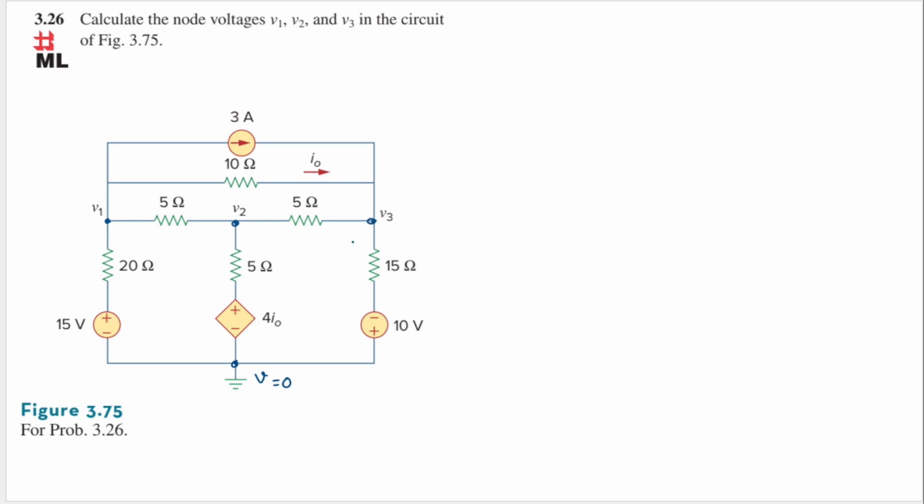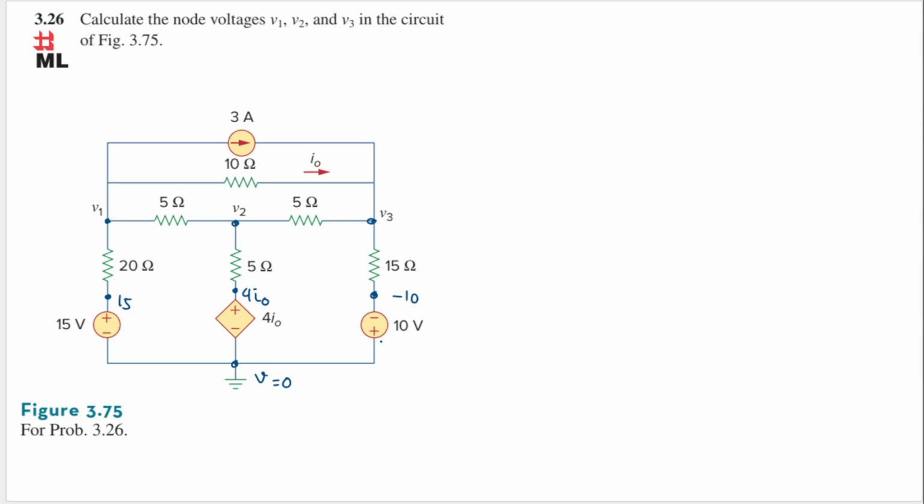Let's label the other nodes that we know here. This is 15 volts from the ground, so let's label that 15. And then this is 4I0 from the ground, so I will have 4I0 here. And then here this is minus 10 from the ground because of the polarity here, right? So I will have this as minus 10.